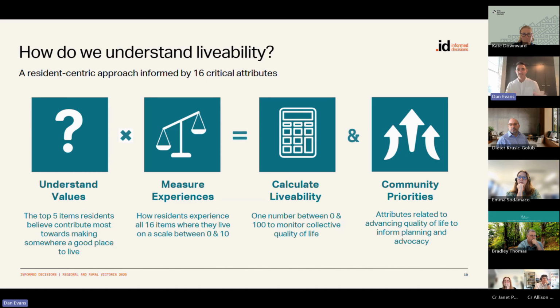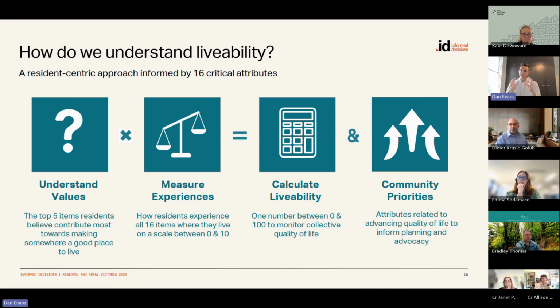But the opposite, of course, is also true. So if the residents place a really high value on access to high quality health services, but they don't believe their local area is delivering in that regard, that will then push the index down a little bit lower. So you can imagine all these 16 attributes kind of working together to create one number.